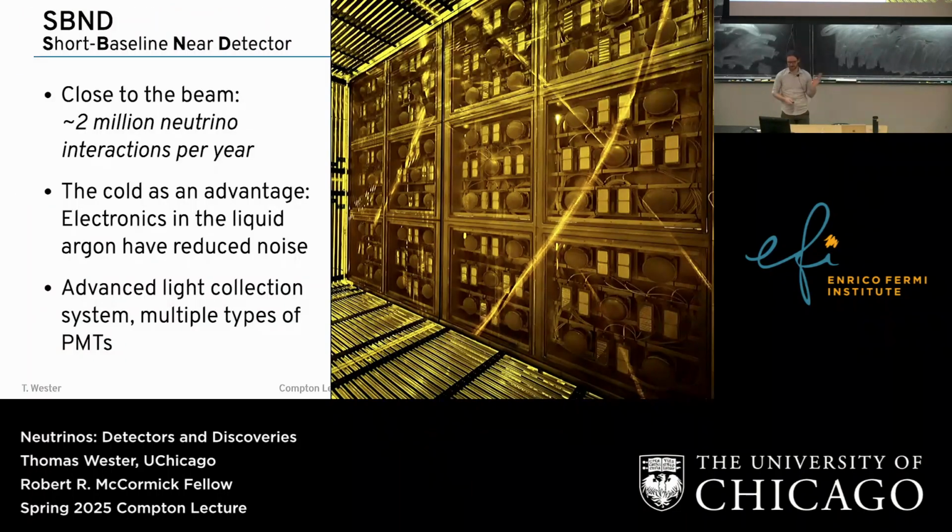So SBND, I just want to finish with a little bit of information about it. As I mentioned, it's very close to the beam, and it's expecting about 2 million neutrino interactions per year. So just a huge number of neutrino interactions.